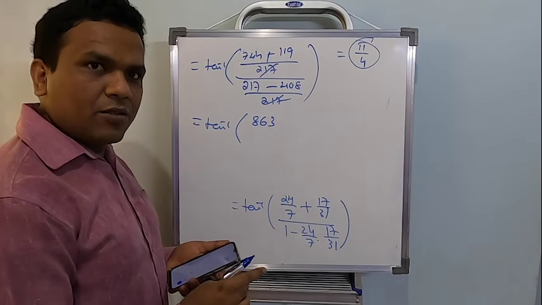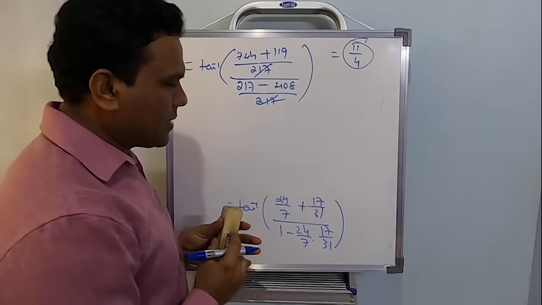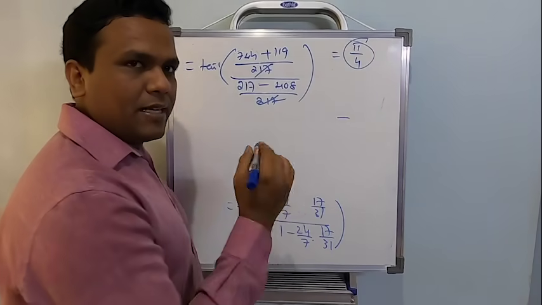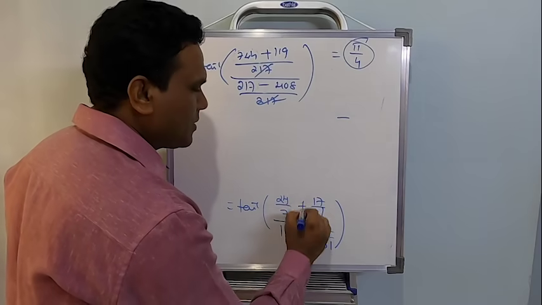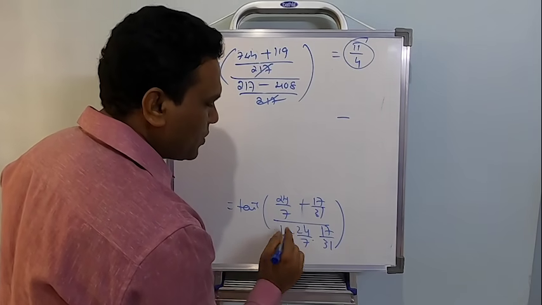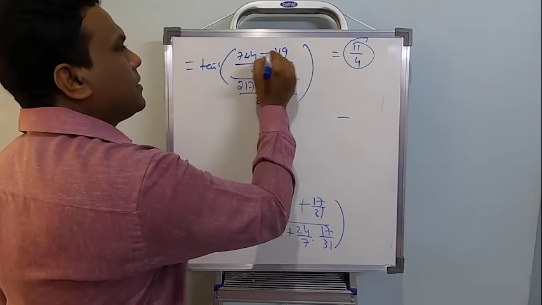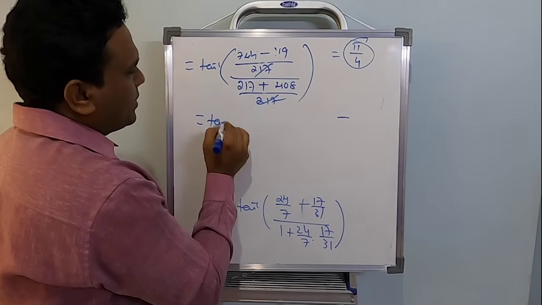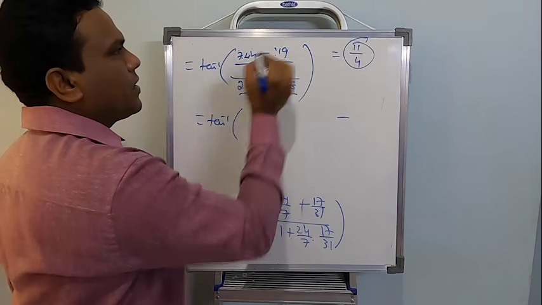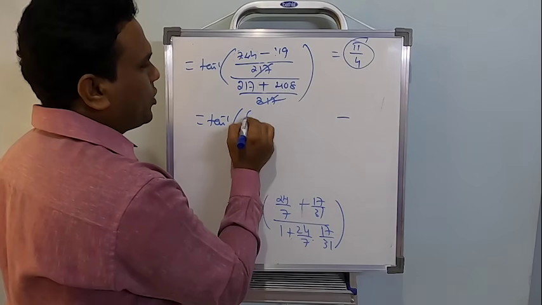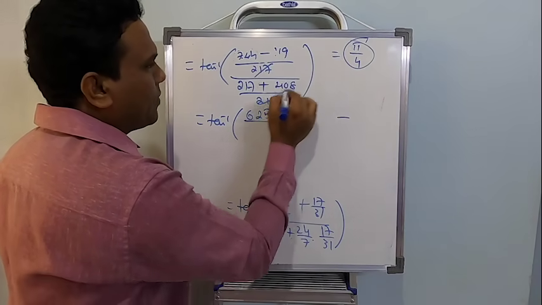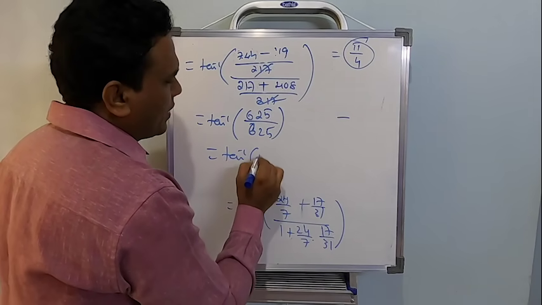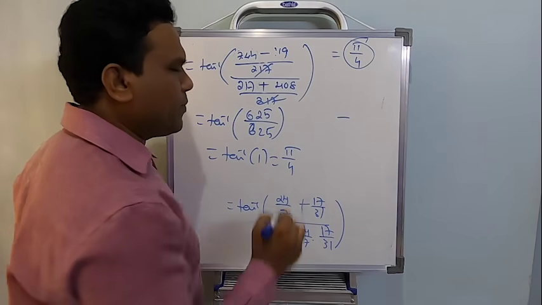So let's make a correction for this. Sorry students, there was a slight mistake. In the problem, a minus sign is there between the two terms. I have taken it as plus. So let us change this. So this will be minus and plus. Sorry for that mistake. So let me just continue. Tan inverse of 744 minus 119. So it's going to be 625, and in the denominator also it's going to be 625. So tan inverse of 1 easily is going to be pi by 4.